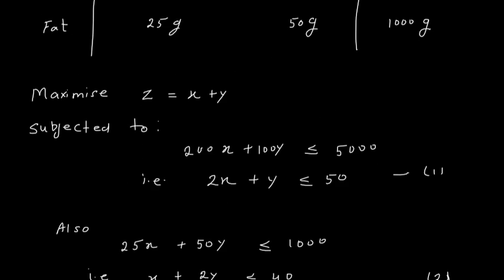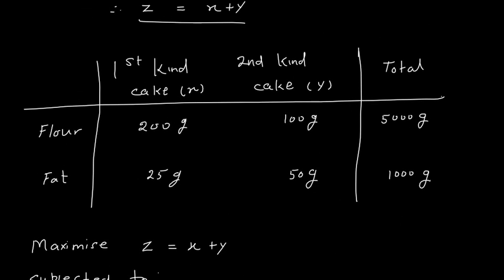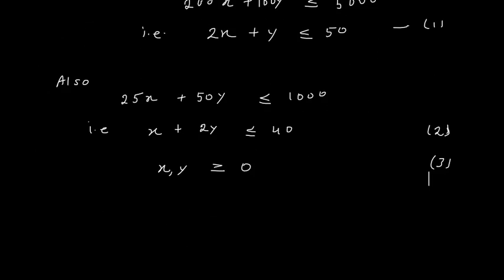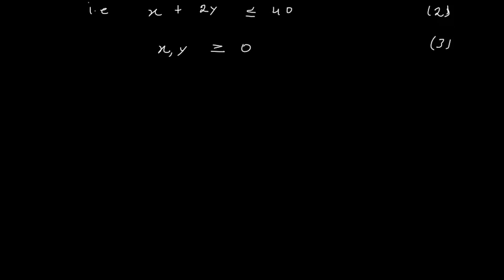So in word problems, first we have to mathematically formulate the problem and then we can solve it. So now we have to plot the graph. First we will consider 2x plus y less than or equal to 50.